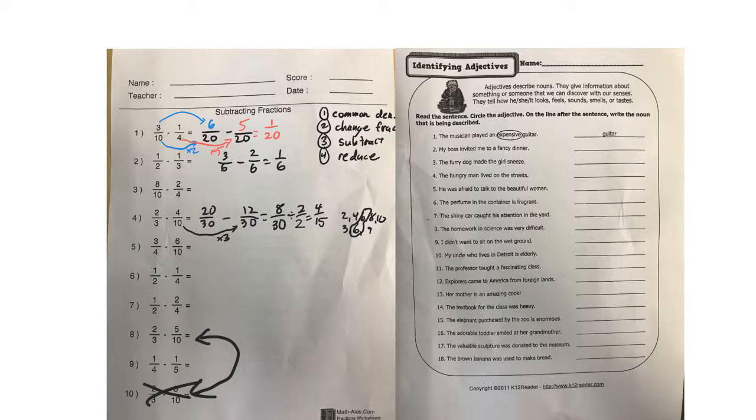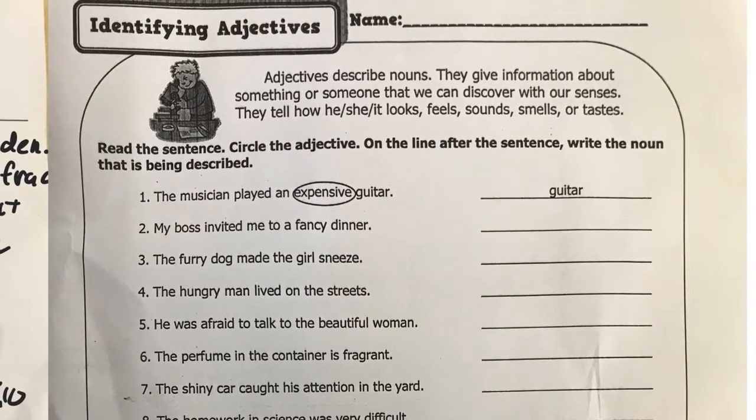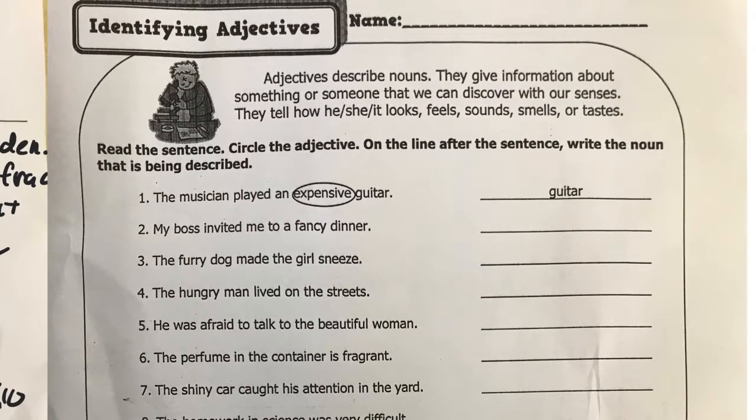And yeah, let's talk about adjectives now. So adjectives are describing words, and they describe nouns specifically. So look at each sentence. What is the adjective, and then what word does it describe? My boss invited me to a fancy dinner. The word that describes is fancy. What word does fancy describe? Fancy describes dinner.